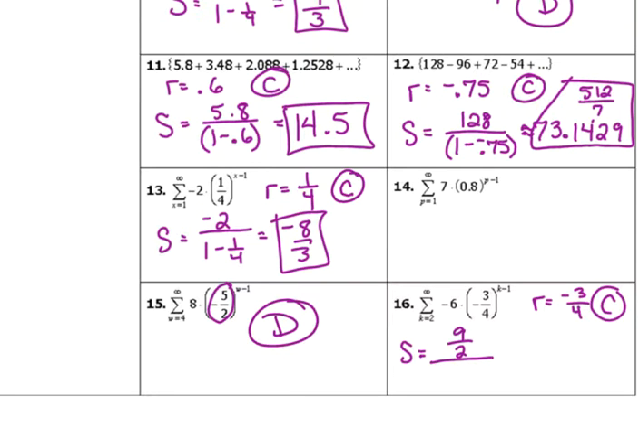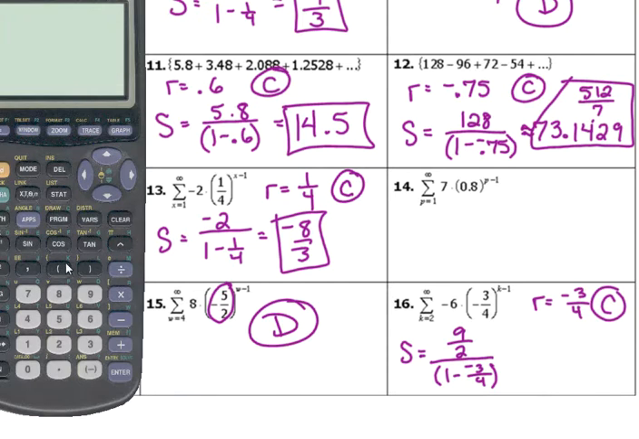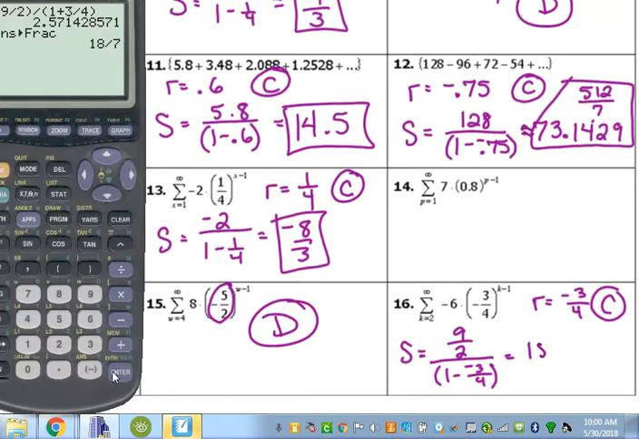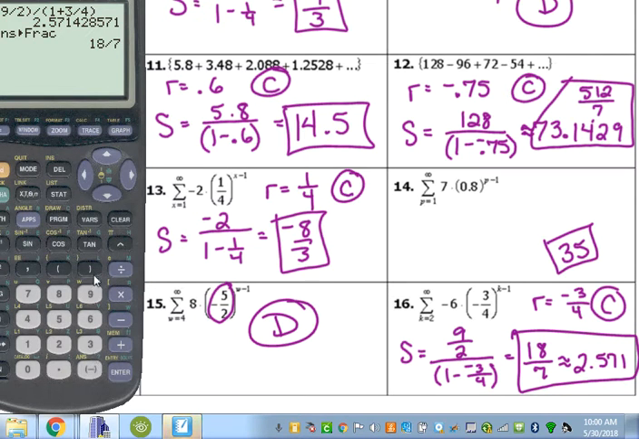Over 1 minus the common ratio. So you do need to put that 9/2 in parentheses, 9/2 in parentheses, divided by 1 plus 3/4. That's 18/7, approximately 2.571. Okay, I'm not going to do it, but the answer to number 14 is 35. So if you want to do that one real quick and check it, the answer is 35.